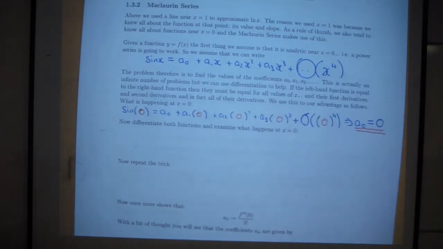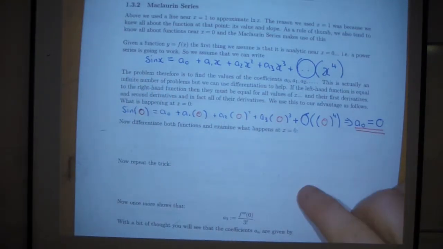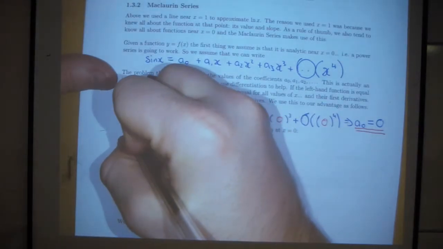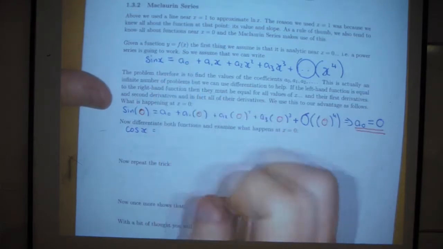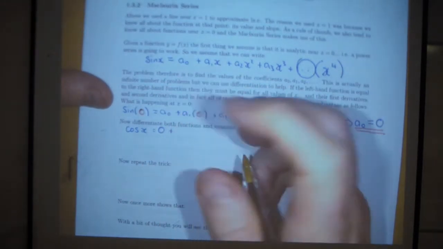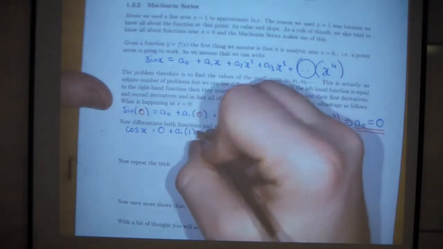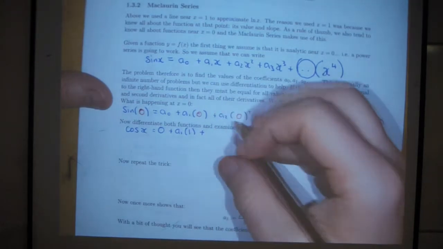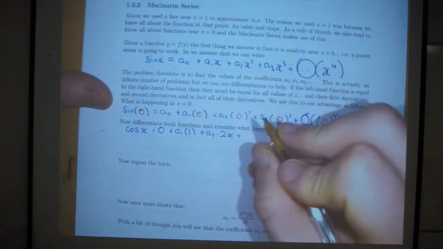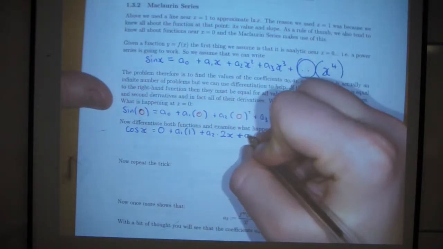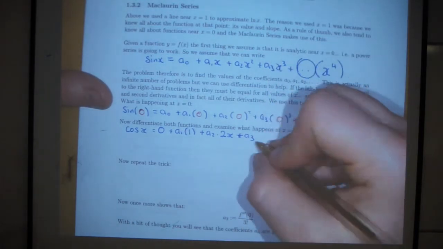So now differentiate both functions, differentiate this and differentiate this. If you differentiate sine of x, you get cos of x. Differentiate a constant a0, you get 0, plus fix the constant a1, and the derivative of x with respect to x is 1, plus fix the constant a2, and the derivative of x squared is 2x, plus fix the constant a3, times the derivative of x cubed, which is 3x squared.